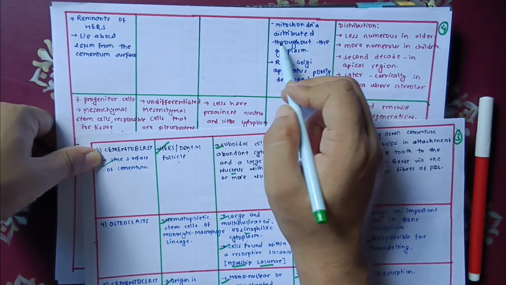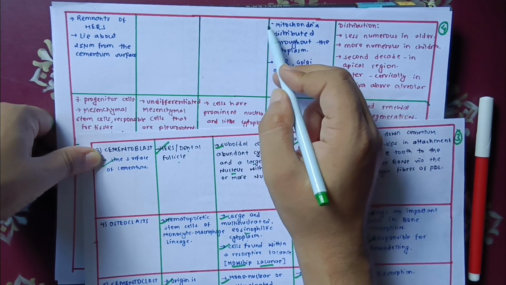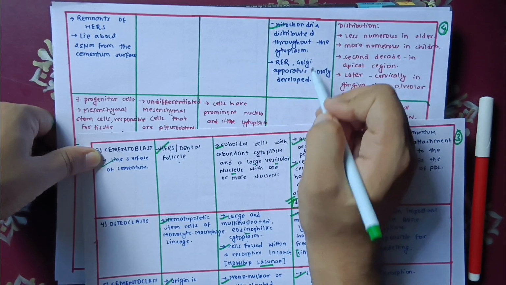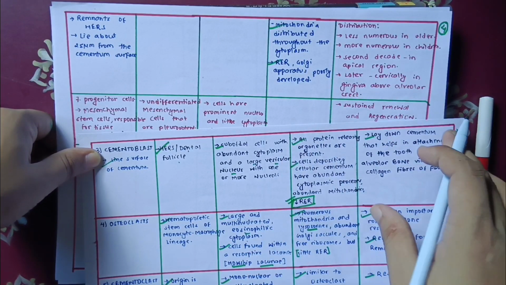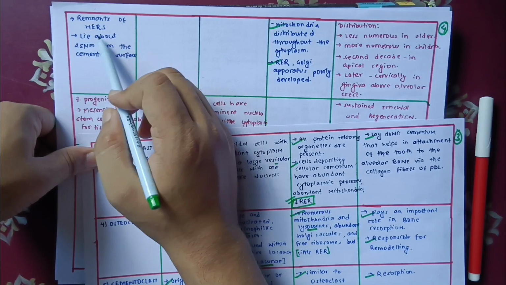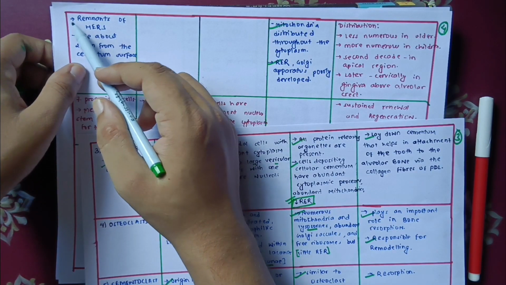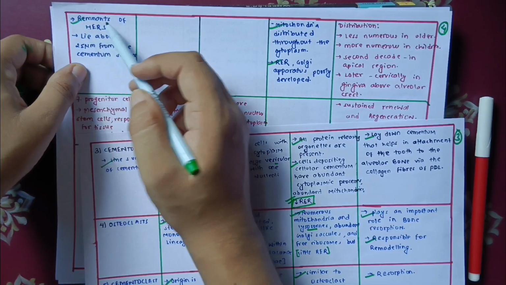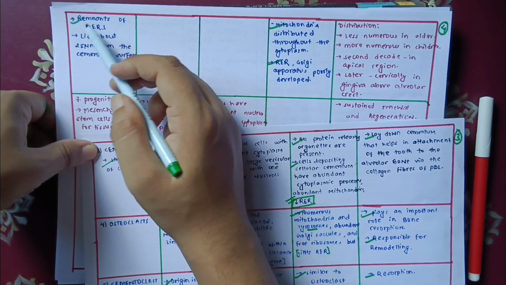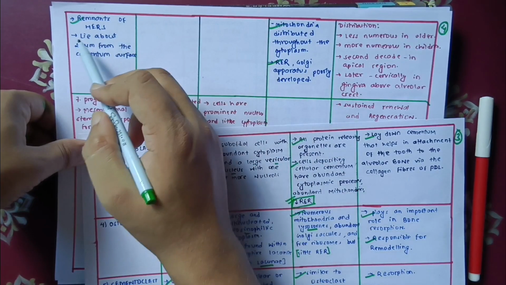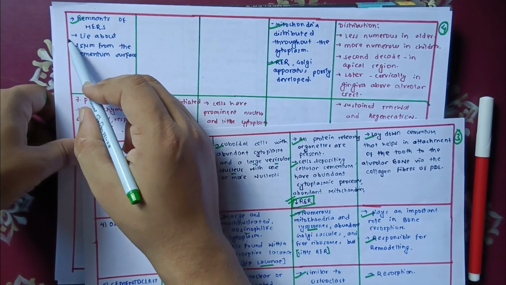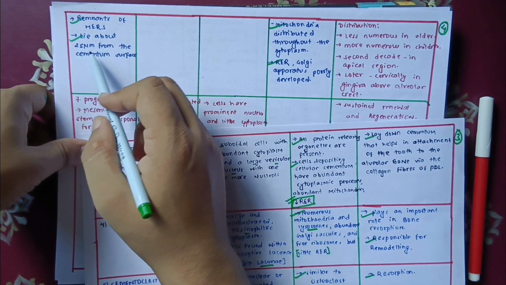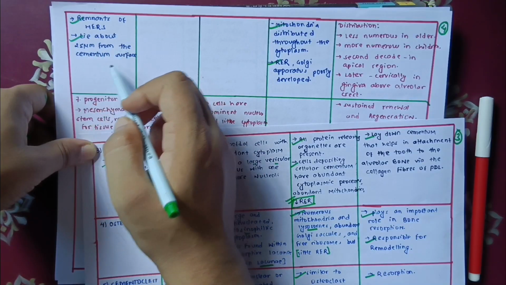So the mitochondria are distributed throughout the cytoplasm, and RER and Golgi apparatus are poorly developed in these epithelial rests of Malassez. Also, this is a remnant of the Hertwig epithelial root sheath, as I told, one of the remnants. It lies about 25 micrometers from the cementum surface.